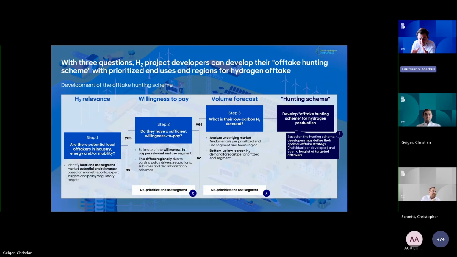And with that shortlist, which you can produce after steps 1, 2, 3, you can develop your own hunting scheme and take that list and think of how to approach prospective off-takers with a pitch of saying, hey, we understand you're going to be affected by regulation X, Y, Z. This concerns likely this much of your volume. We see you have those options, and the options we can offer are the following, and they are a very competitive way to supply you with clean hydrogen, green hydrogen in the future. So that's the idea behind this hunting scheme development.